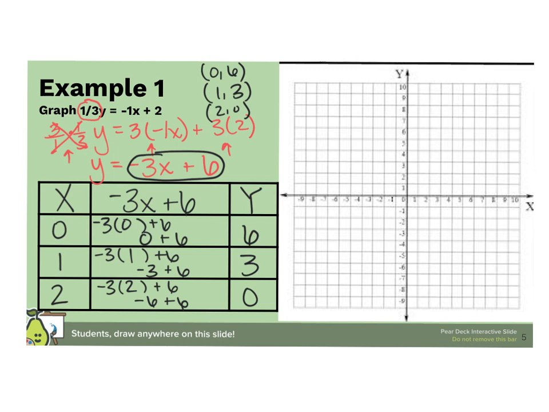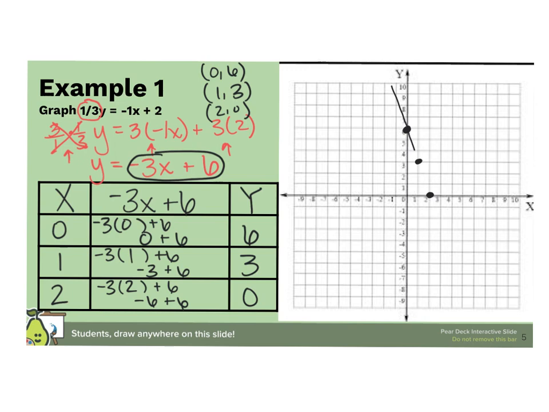Let's graph this line. 0, 6, start at the origin. I don't move for x because it's 0. 6 is positive. I move up right here. 1, 3, start at the origin. 1 to the right, 3 up. 2, 0, start at the origin. 2 to the right. Don't move for the 0.